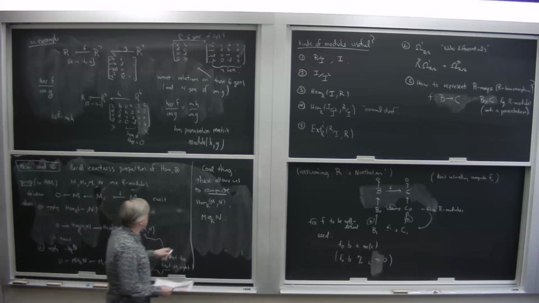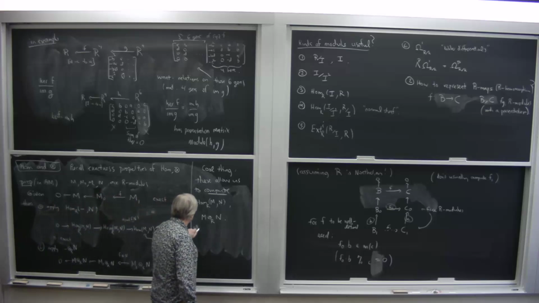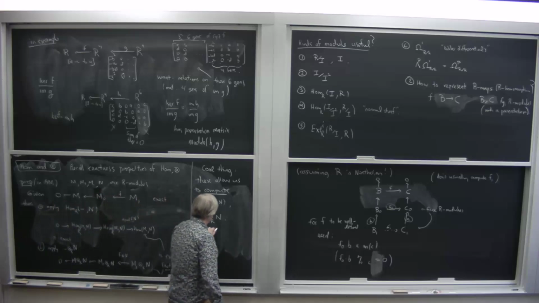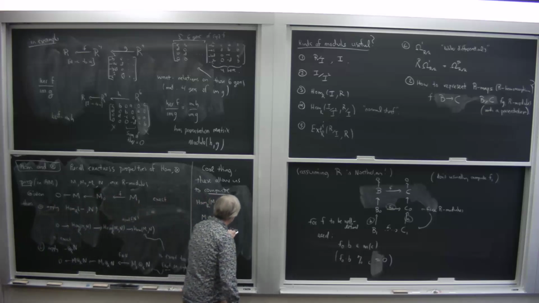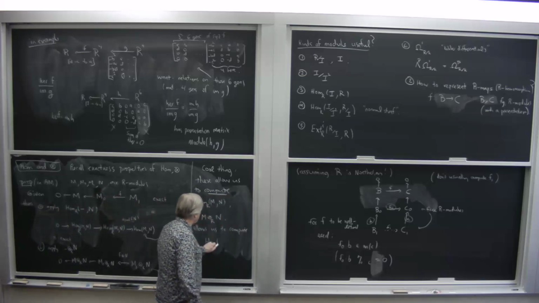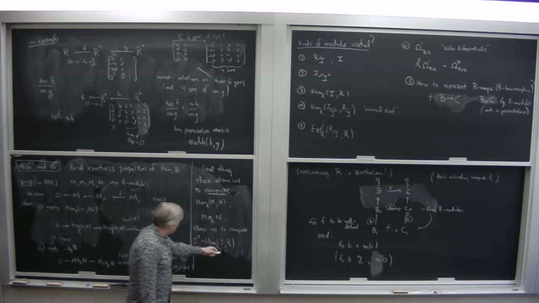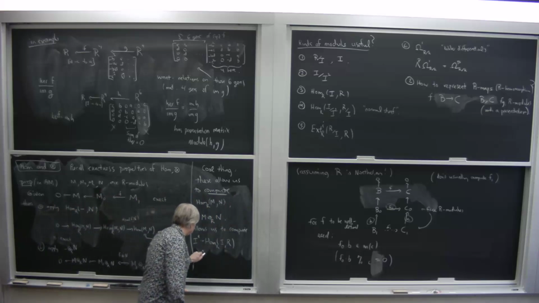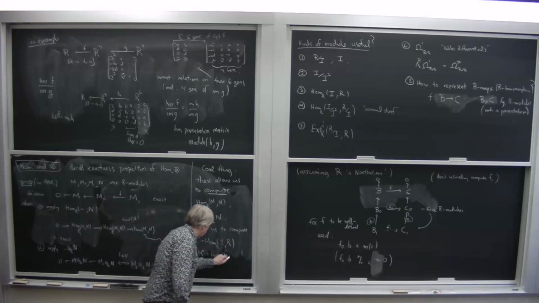So this allows us to compute, also allows us to compute HOM of I comma R over R. And that's usually, we'll call it I star. Actually, or M star, it's the same thing. HOM over R of M comma R.